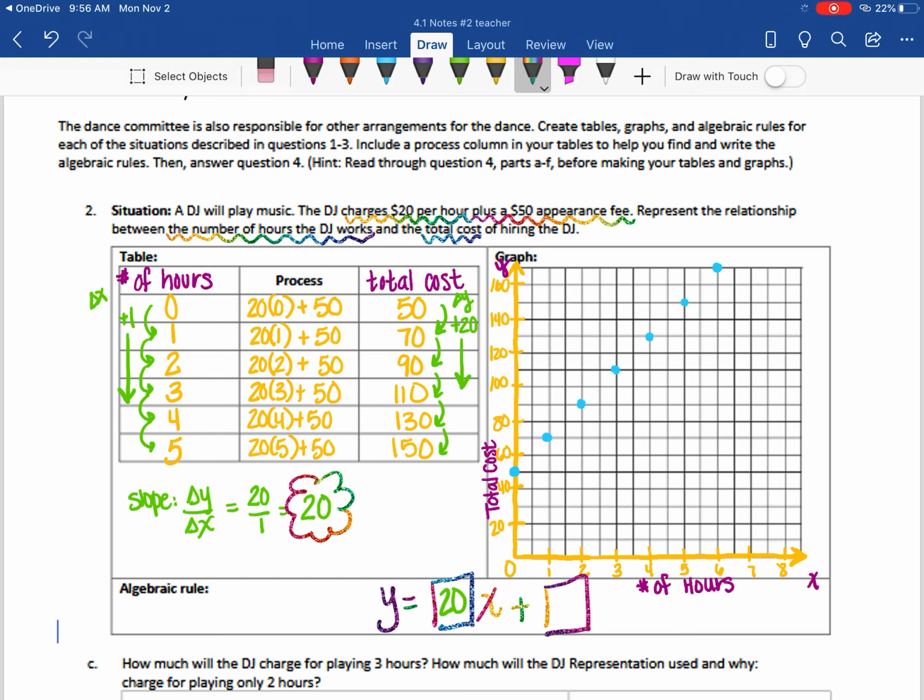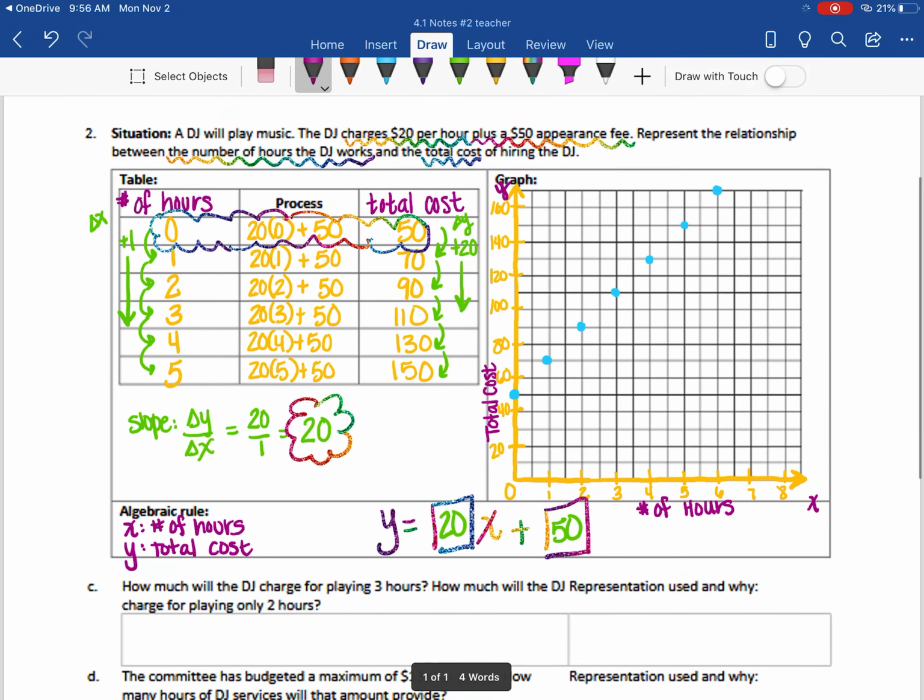And then we also need to go back and find the y-intercept. Remember, the y-intercept is the y value when x is equal to 0. So my y-intercept is 50. Always a good idea when we're writing the rule to define our variables again, just so we know. So x is the number of hours, and y is the total cost, because that's going to help us answer some questions that we're going to be asked next.